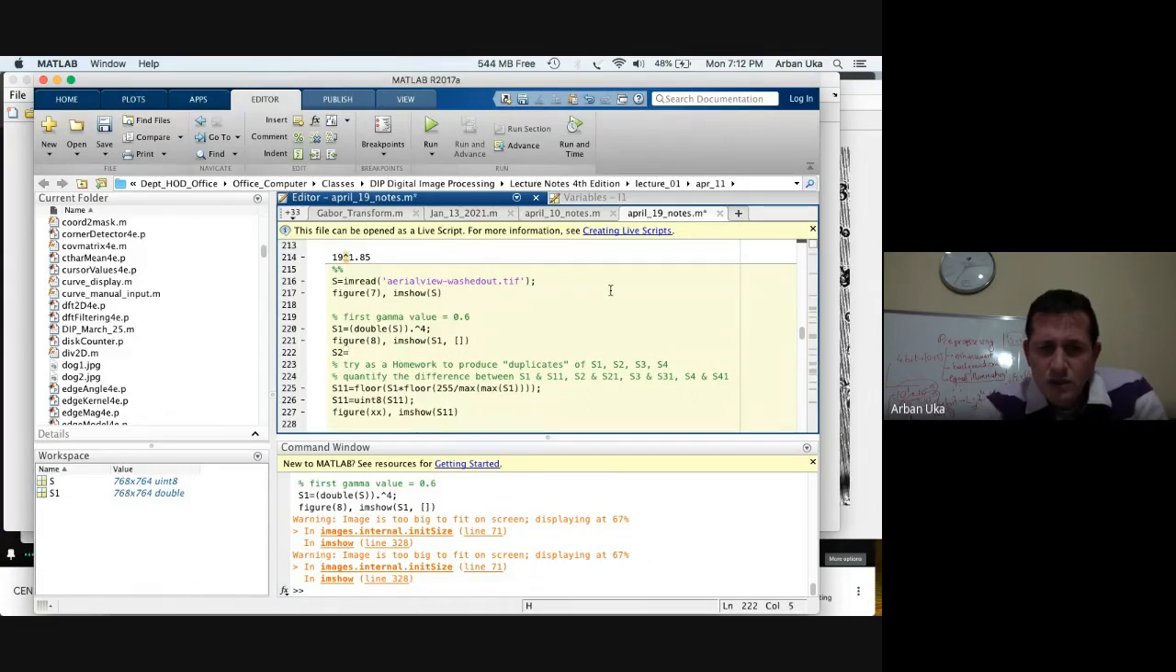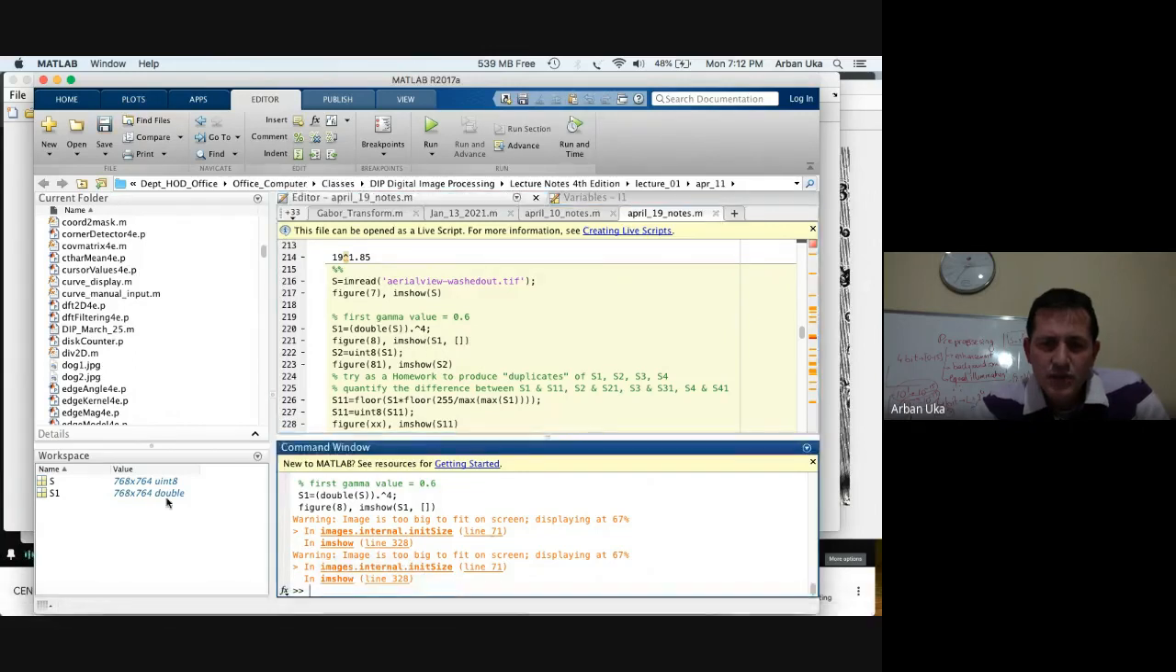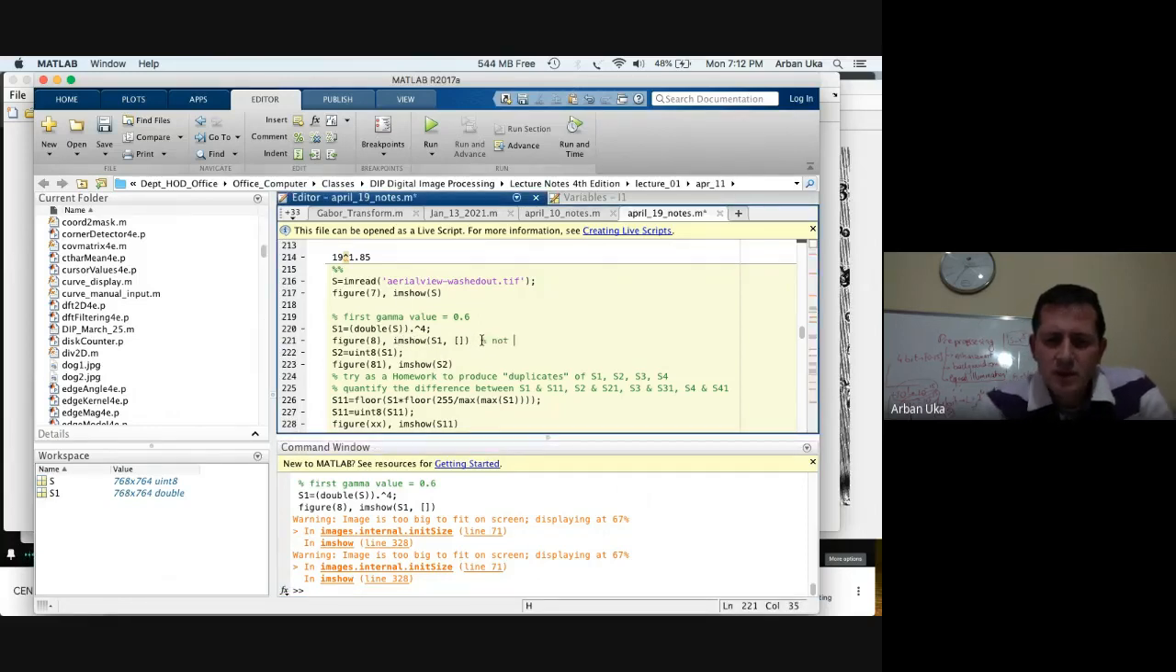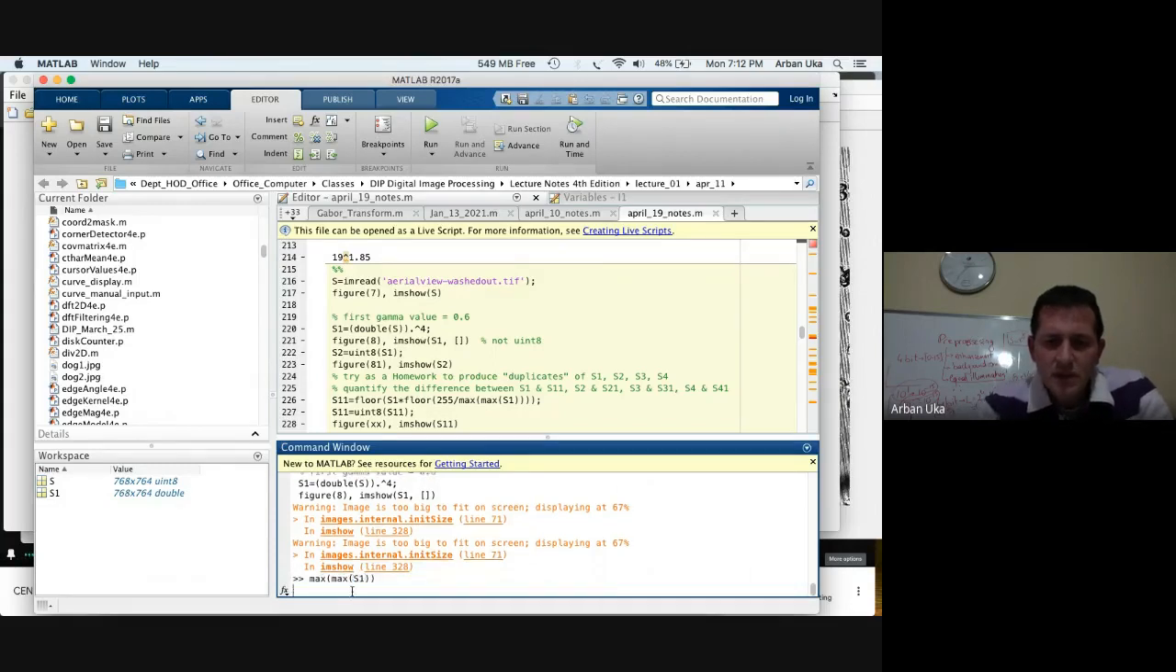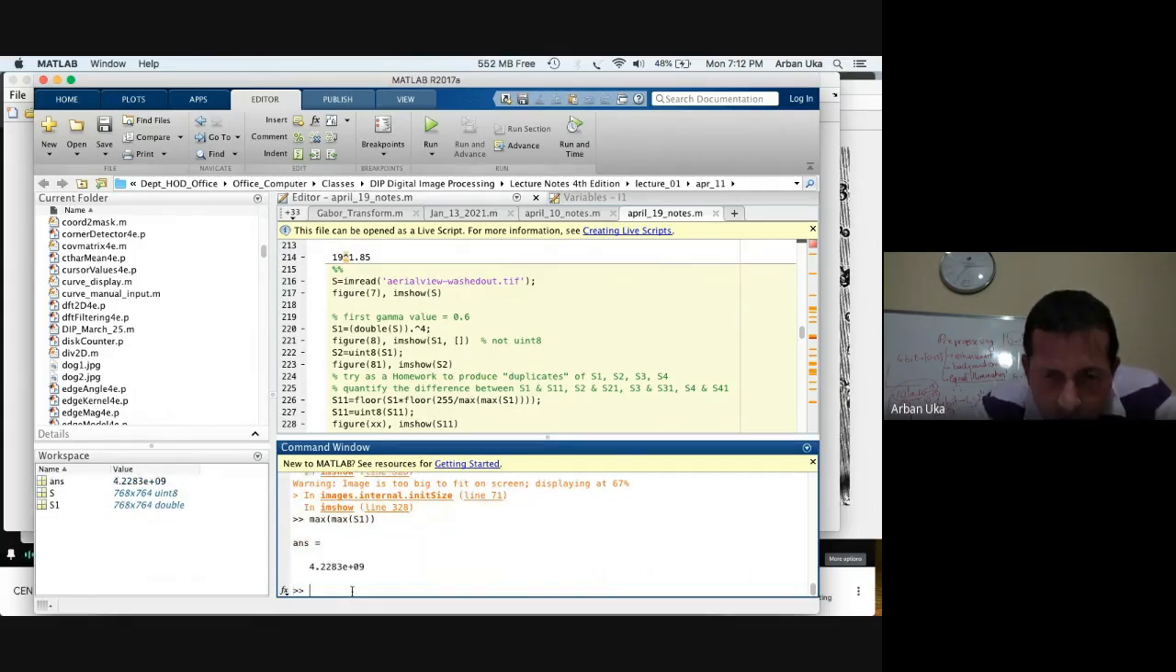We can say S2 is equal to unsigned integer 8 of S1. And now let's see what the image looks like. Let's do figure 81, imshow S2. Here we get a much better image. By the way, this S1 is not unsigned integer 8. Let's try to determine the maximum value of the pixel of S1. This is 4.2 times 10 to the power 9.